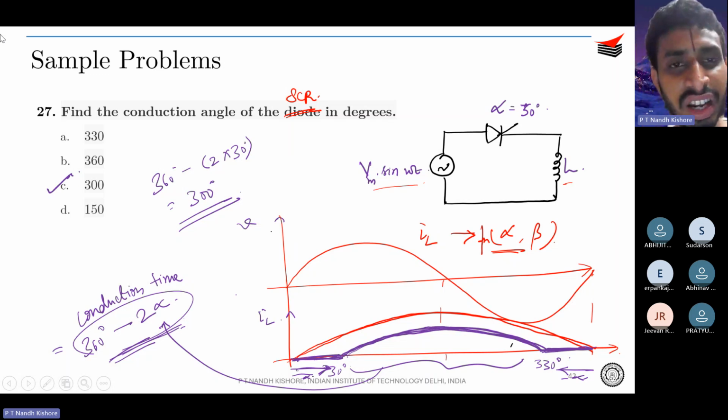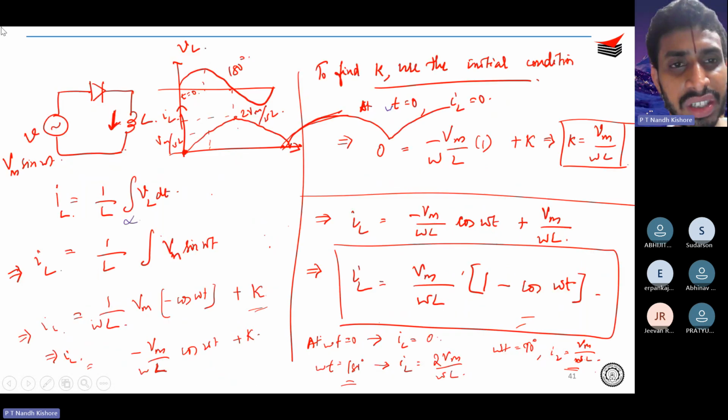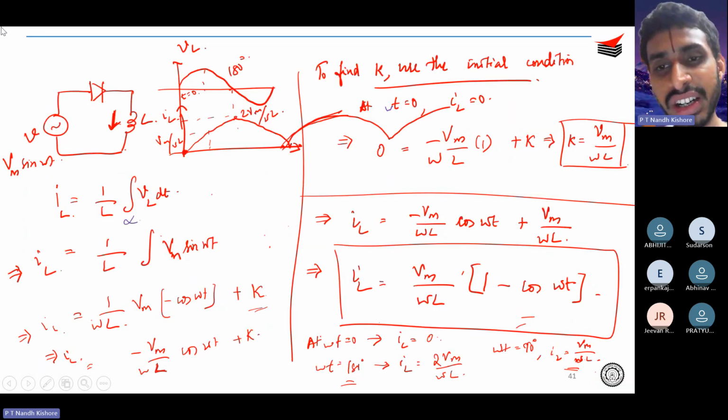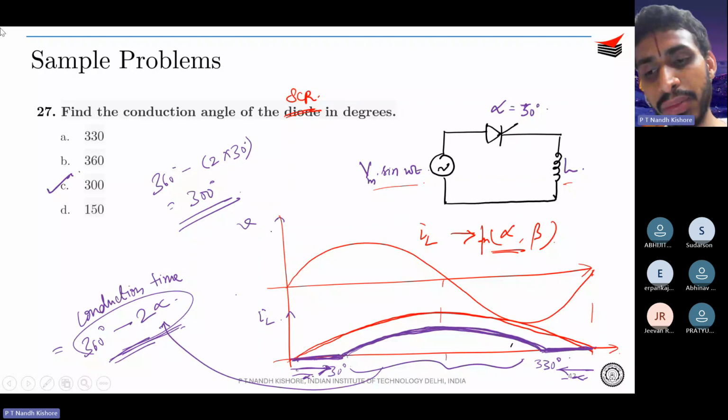So you got this question right? Yes, sir. I got it. Okay, understood. It will be good if you can derive the expression, but from intuition, you should be able to tell, since we solved the diode question, that it will be clipped off by alpha degrees on either side.